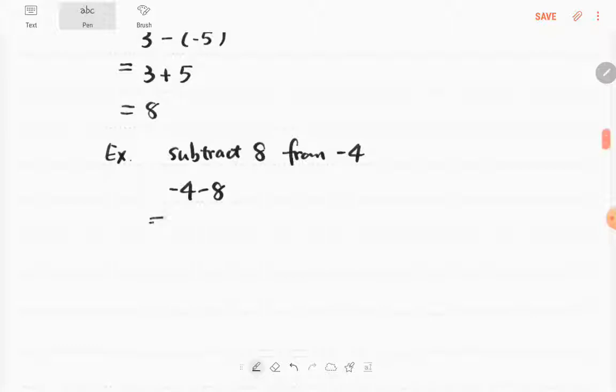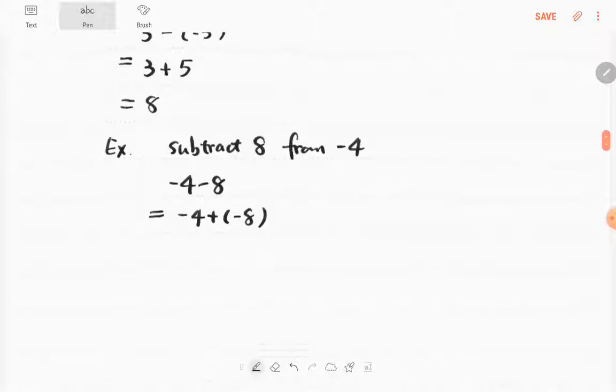Okay? So next step, we only need to transform the subtraction as the addition. Now for this problem, we know negative 4, negative 8. So the answer will have a negative sign. And because the signs are the same, so we only need to add up the absolute value.